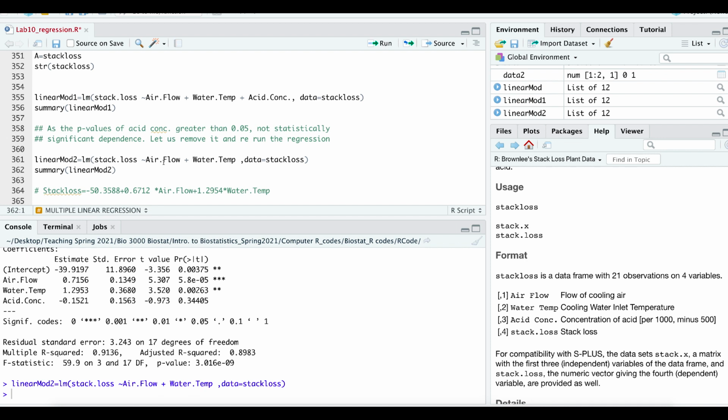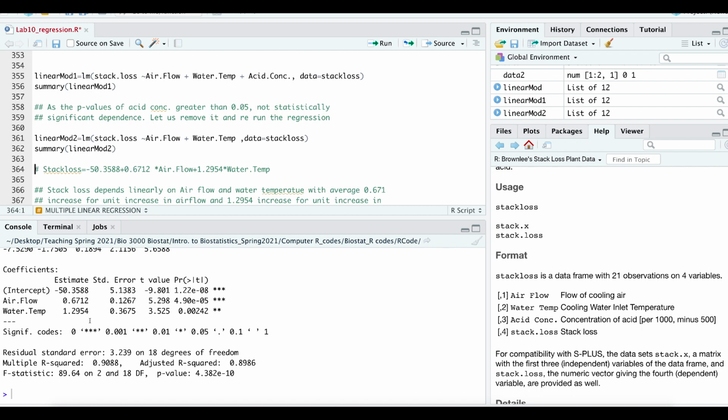I ran it with the airflow and water temperature only. What do I get? This is significant, this is also significant, both are less than alpha. So what you can say from here is: airflow and water temperature, the stack loss, that is the y variable, depends linearly on airflow and water temperature, and the dependence is statistically significant with these p-values.